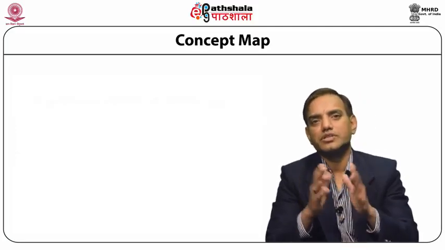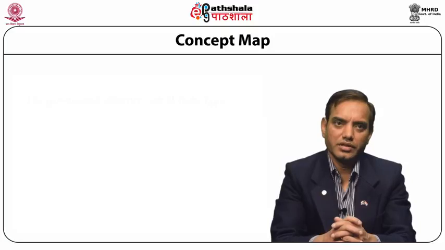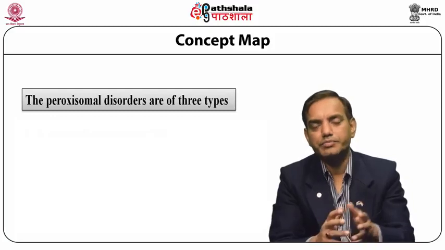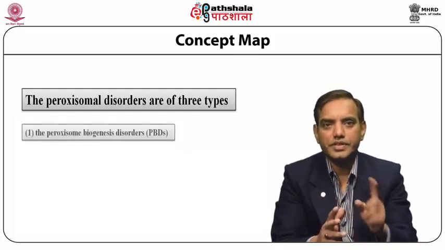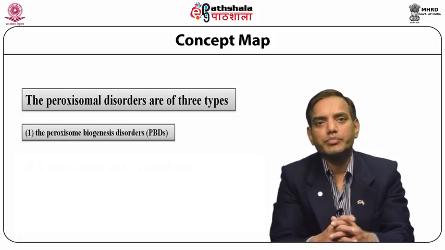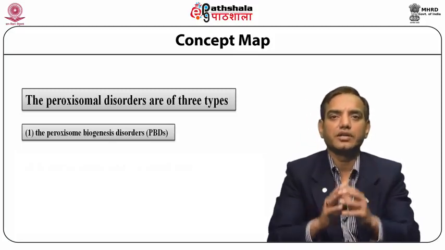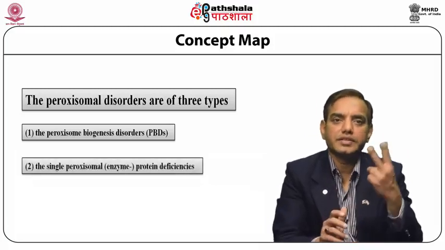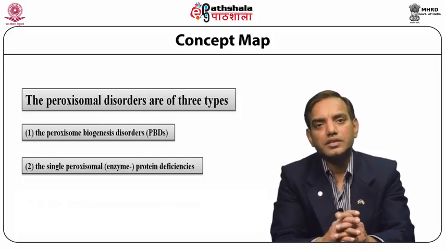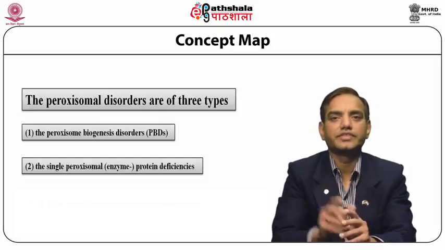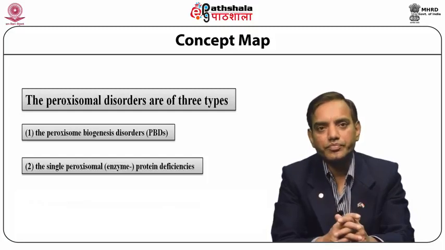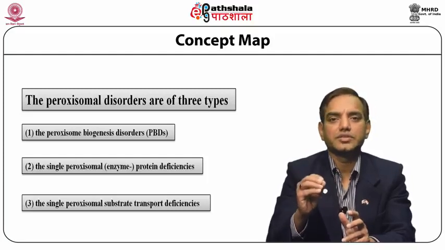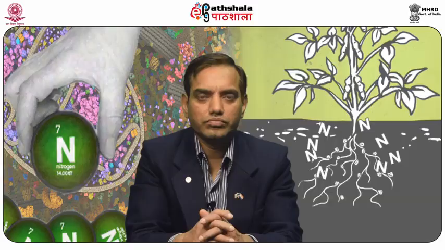If we look at the peroxisomal disorders, they are of three types. The first, the peroxisome biogenesis disorder, or the PBDs. The second, the single peroxisomal enzyme protein deficiency, and the third, the single peroxisomal substrate transport deficiencies.